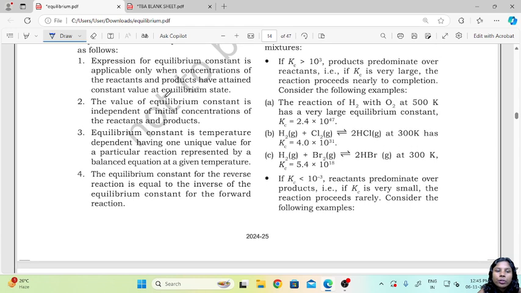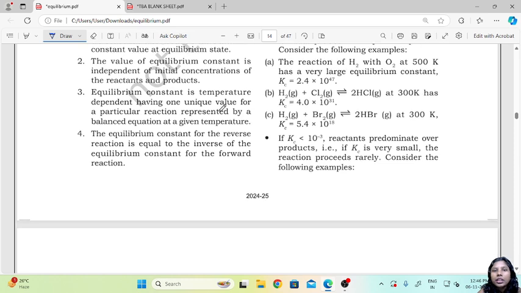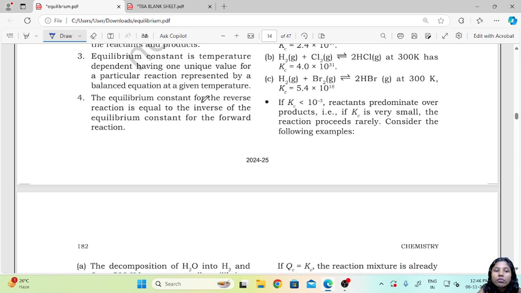Second, the value of the equilibrium constant is independent of the initial concentrations of the reactants as well as the products. The equilibrium constant is temperature dependent, having one unique value for a particular reaction represented by a balanced equation at a given temperature. The equilibrium constant for a reverse reaction will be equal to the inverse of the equilibrium constant for the forward reaction. This we have learned.